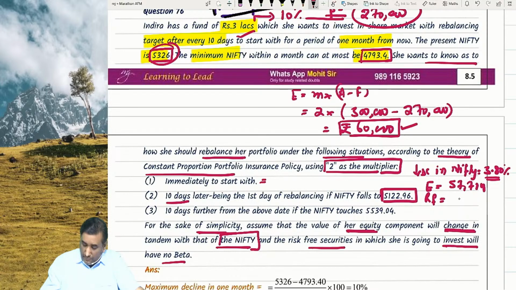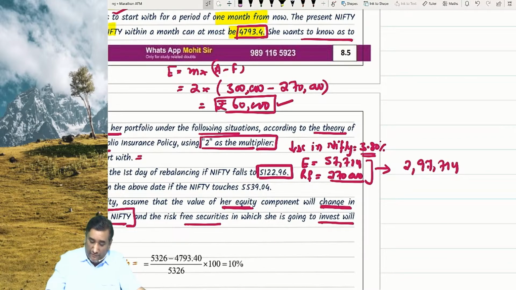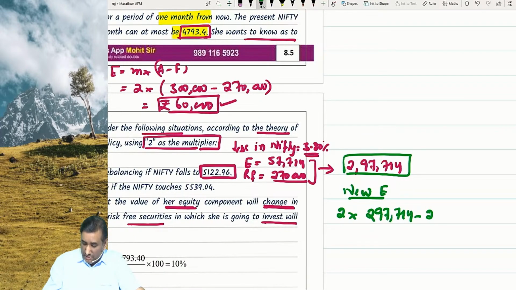Risk free was equal to 2,70,000. So what would be your value before rebalancing? 2,97,714. So if I find my new E, because before rebalancing the equity value has fallen, accordingly my portfolio value has fallen, and if the portfolio value has fallen, I have to rebalance. That means my new equity value would be equal to M, that is 2, into 297,714 minus 2,70,000. We'll get some number here.